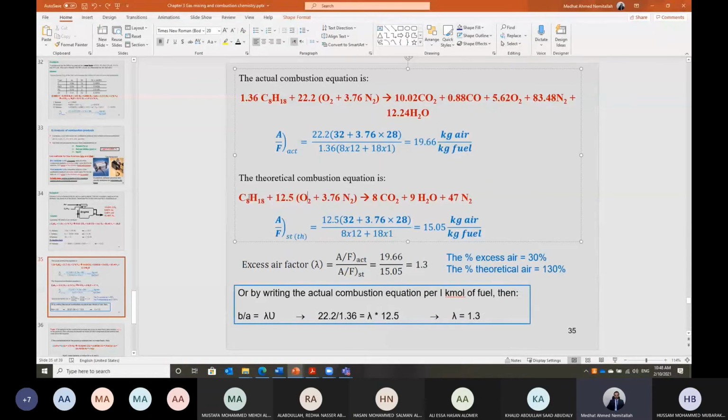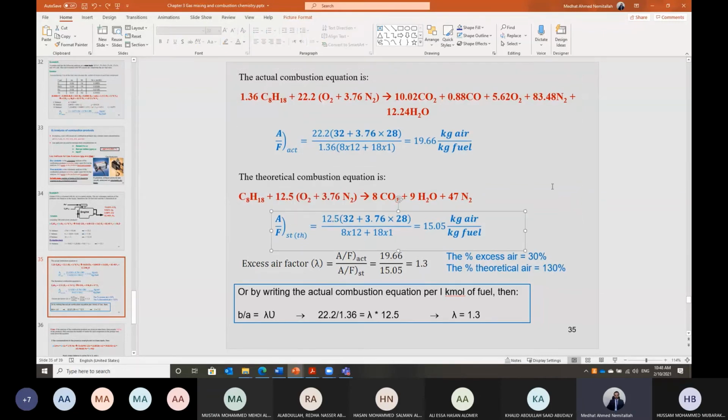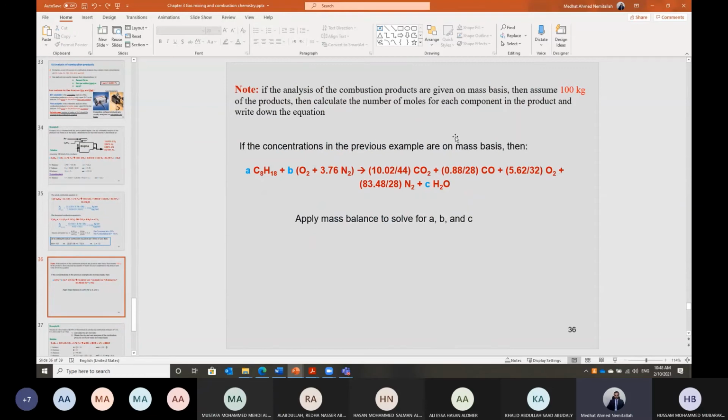Otherwise, you can just write down the theoretical combustion equation for octane. Theoretically, Shabab, that means at lambda equal to 1, so it will be just the gamma of the air. Then we can calculate the theoretical air to fuel ratio. And then we can divide the actual air to fuel ratio by the theoretical air to fuel ratio. Then we can calculate the value of lambda in this case.